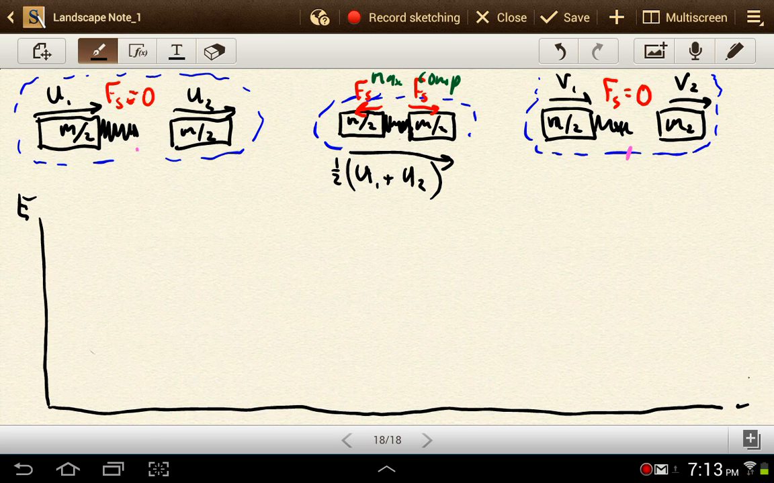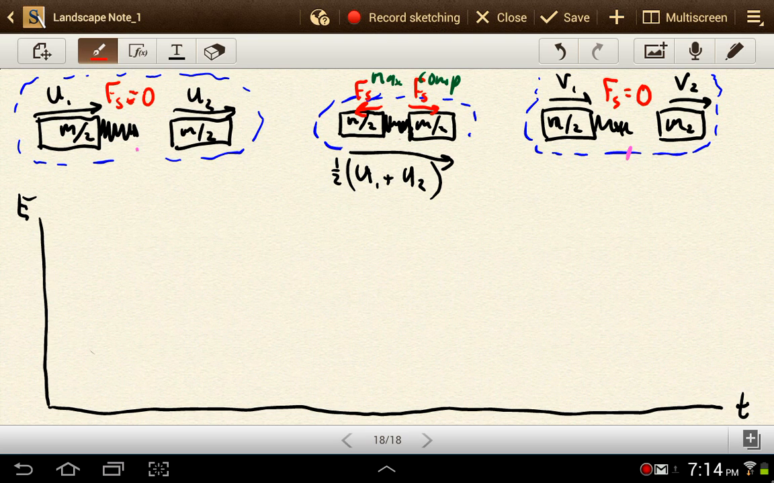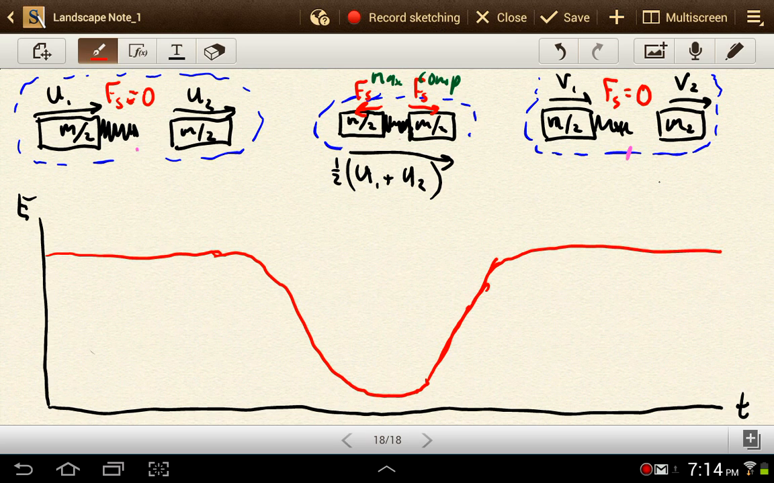energy versus time. Energy on the vertical axis, time on the horizontal axis. What I want to show you is kinetic energy, which I'm going to do in red. It starts off high, and then when they collide, it gets sucked out and turned into spring potential energy. So it goes down. It doesn't go down to zero, generally, unless U1 and U2 average out to zero. But it goes to a minimum, and then as the spring expands again and gets restored, it comes back up to its maximum.